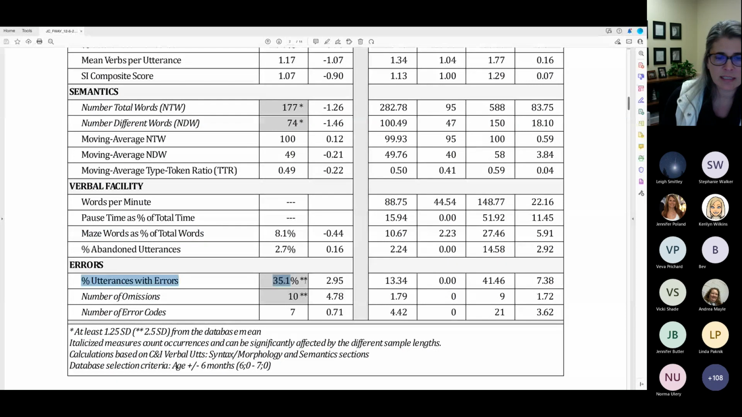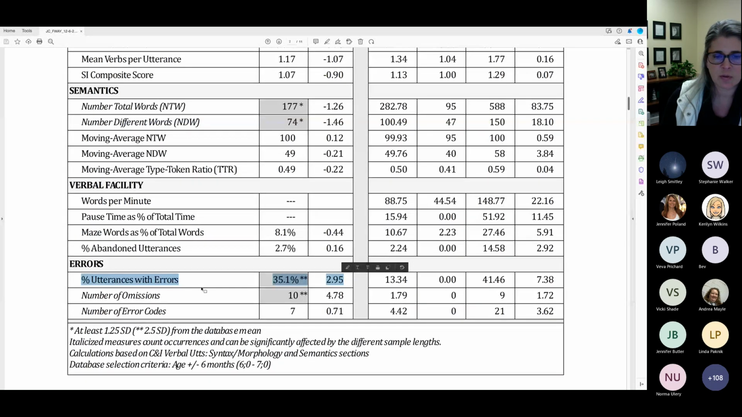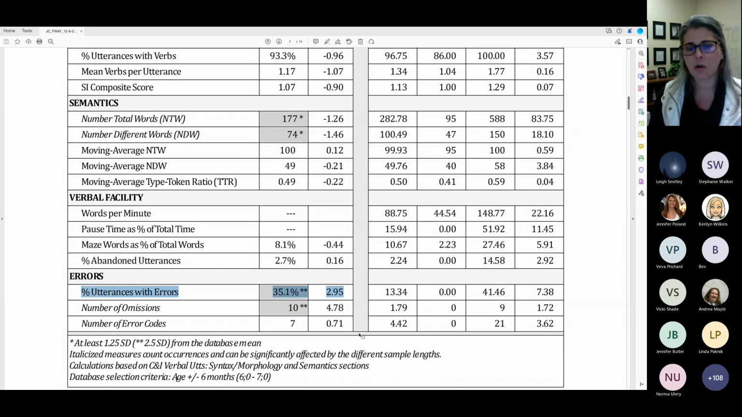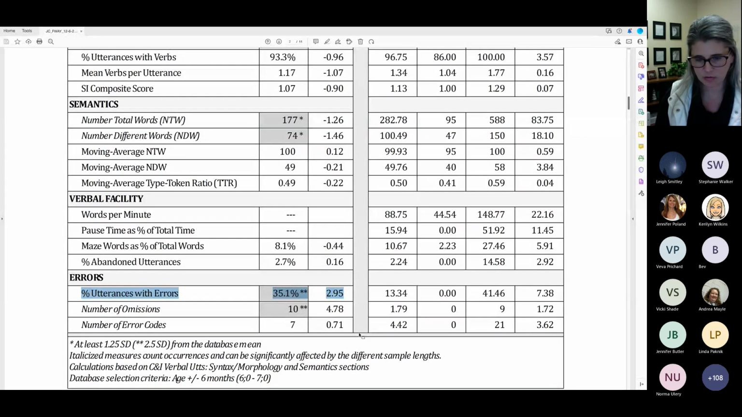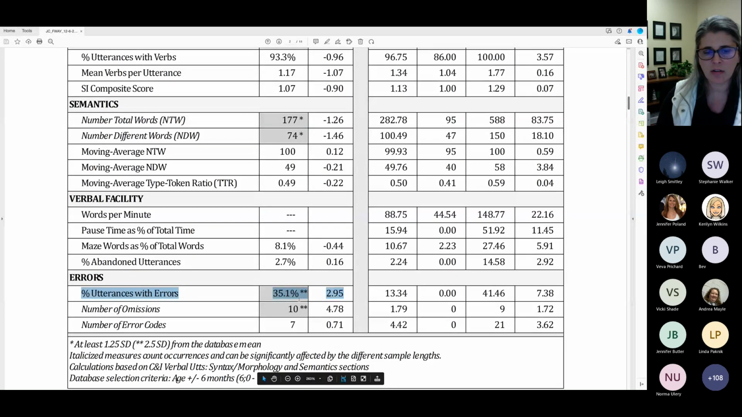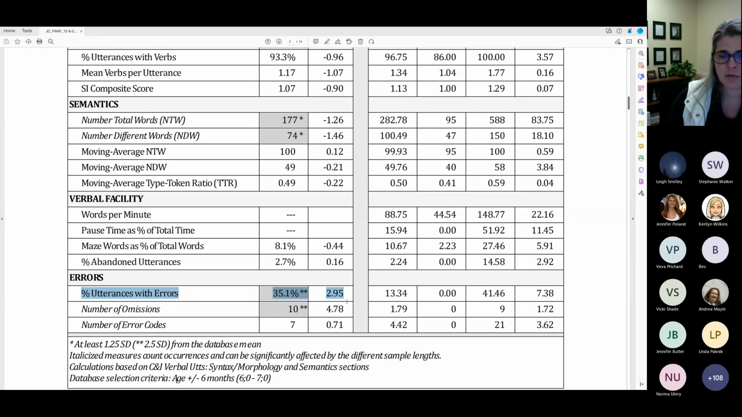The other measure that is often helpful is this measure on percent utterances with errors. So this clumps together all the different errors, whether that's they used the wrong verb tense, they omitted words, they put words in the wrong order. All of those utterances would be counted as an error. And you can see that this child has almost 65% of his sample is okay, but 35% is a really significant amount of his sample having an error in the utterance. And that was 3 standard deviations below the mean almost. So that would be an area of concern.